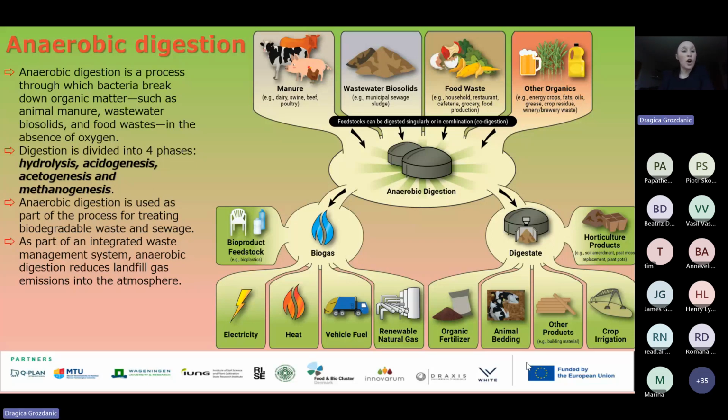So what are the benefits of anaerobic digestion? The products of anaerobic digestion are the biogas and the digestate. The products from the biogas are green electricity, heat, vehicle fuel, renewable natural gas, but also feedstock such as bioplastic. On the other side, digestate can be used as organic fertilizer, animal bedding, a building material, and crop irrigation, but also as a horticultural product such as plant pots.